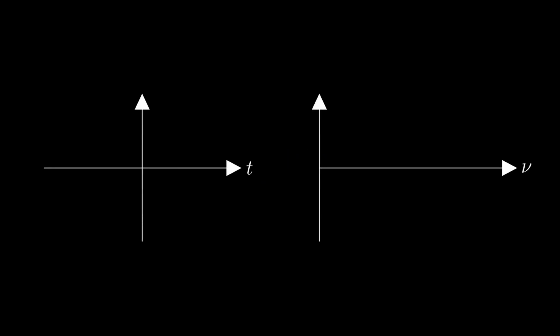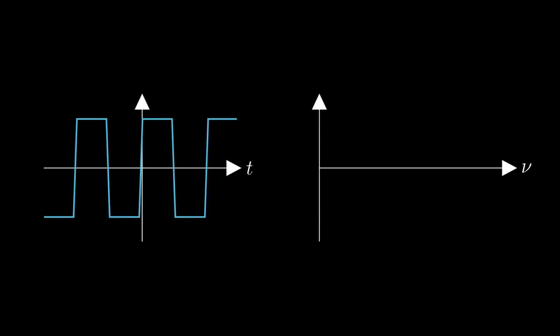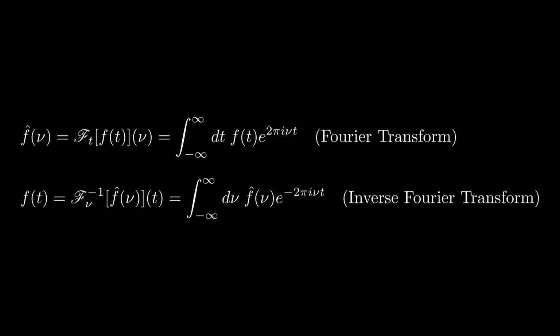The Fourier transform is a mathematical operation that we can perform to transform between the time and frequency domains. In other words, it allows us to take a signal over time and decompose it into its underlying frequency components. Mathematically, we can write the Fourier transform and its inverse for a given function as the following integral transforms.